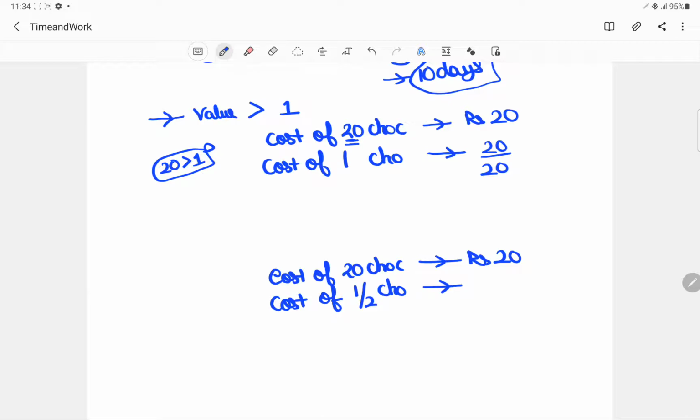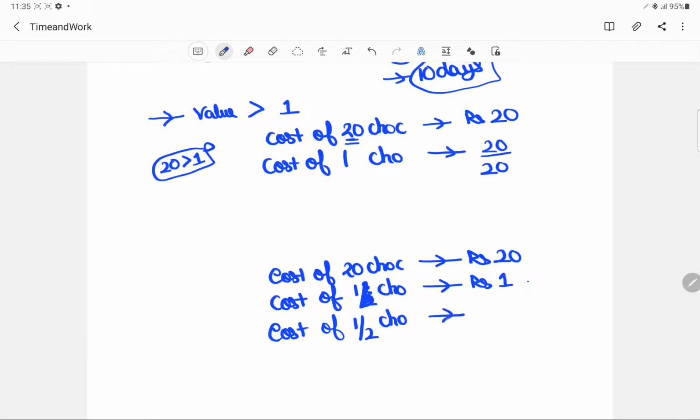First we need to convert it to the unit base. So this is like cost of one chocolate would be rupees 1. 20 by 20. So we know that of course it would be divided straight. Now we are expected to find out cost of half chocolate. So we know that it would be further less. So we cannot do 1 by 2. We cannot do this because it is something less than 1.